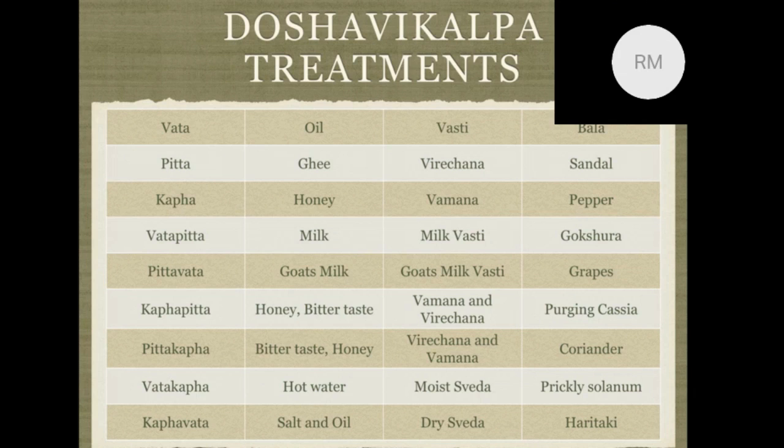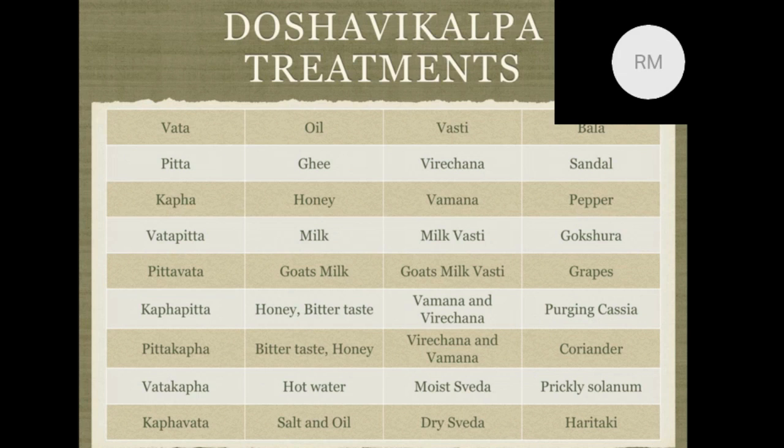And in Kapha Pitta we use purging cassia, which is actually Cassia fistula. And this is the herb of choice. And if the dosha is Pitta Kapha, then we use bitter taste more, and again Virechana and Vamana, but the herbs would change. We would use coriander.